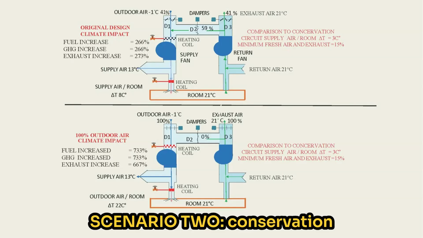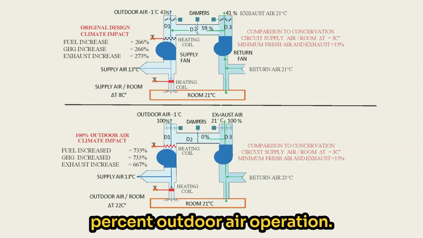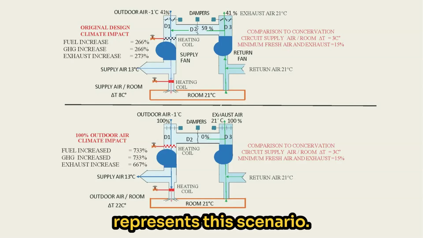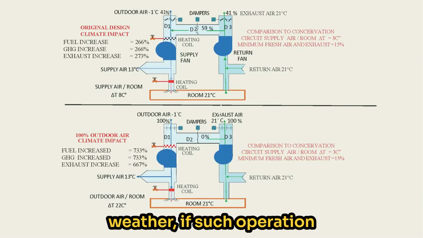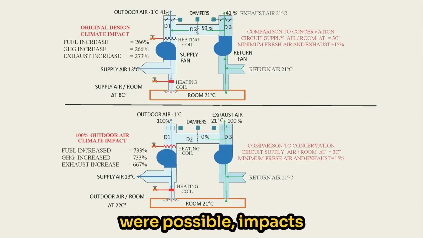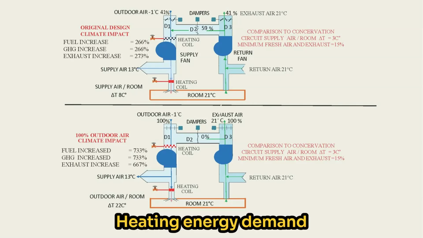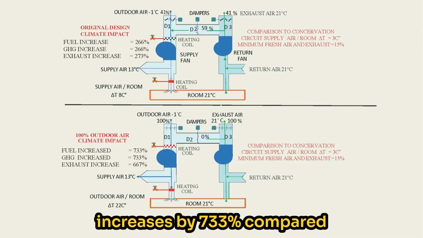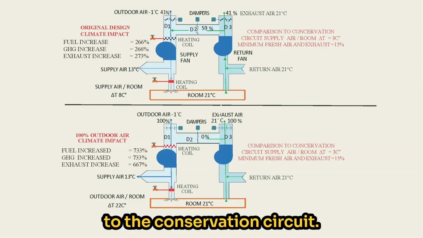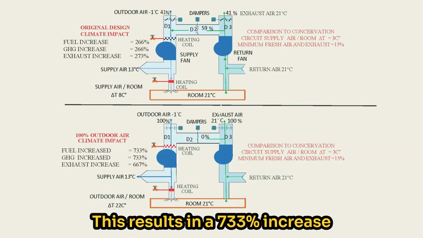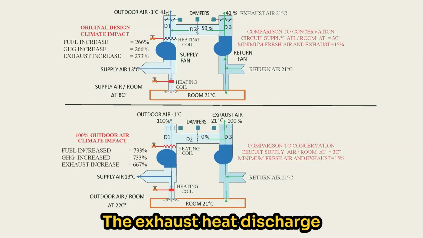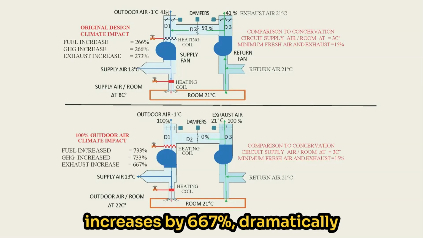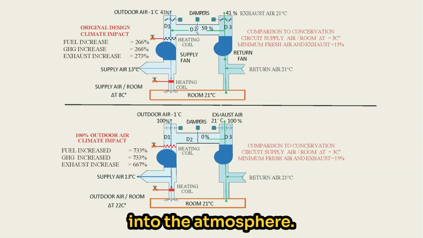Scenario 2: conservation circuit to a 100% outdoor air operation. The lower drawing represents this scenario. Although most systems cannot physically operate 100% outdoor air in cold weather, if such operation were possible, impacts would be even more severe. Heating energy demand increases by 733% compared to the conservation circuit. This results in a 733% increase in greenhouse gas emissions required to generate the heat. Exhaust heat discharge increases by 667%, dramatically increasing thermal loading into the atmosphere.